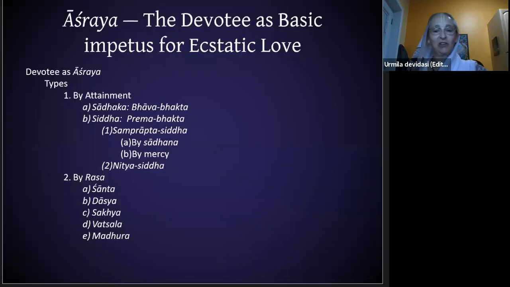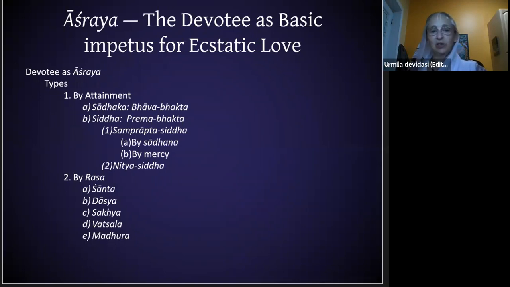We're going to look at our overall outline. Devotee as Ashraya, some general points. Then categories of devotees by attainment: sadhaka devotees and siddha devotees. In siddha devotees, we're going to look at devotees who were conditioned souls and became siddha, either by sadhana or by mercy. So two subcategories of that. Those who have always been siddha.